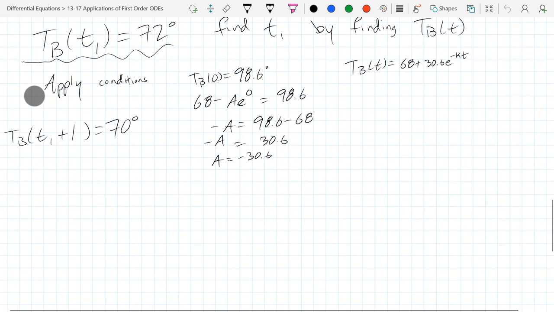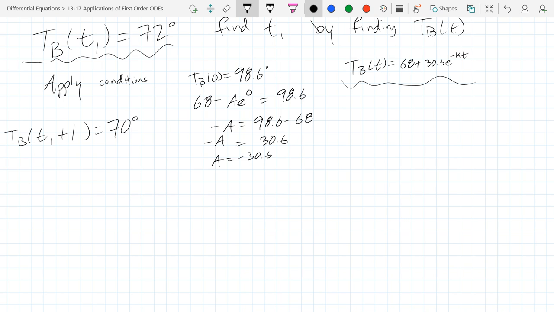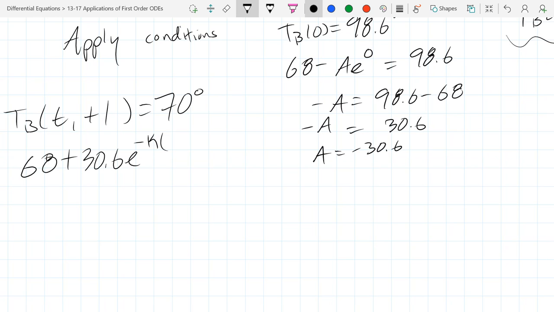So we're going to apply our initial conditions. Let's write out TB of t1 plus 1. I think we're using this TB of t over on the right side, and I'm just going to apply that. So we have 68 plus 30.6 e to the negative, now it's not negative kt, I'm replacing t by t1 plus 1. And this should equal 70 degrees.